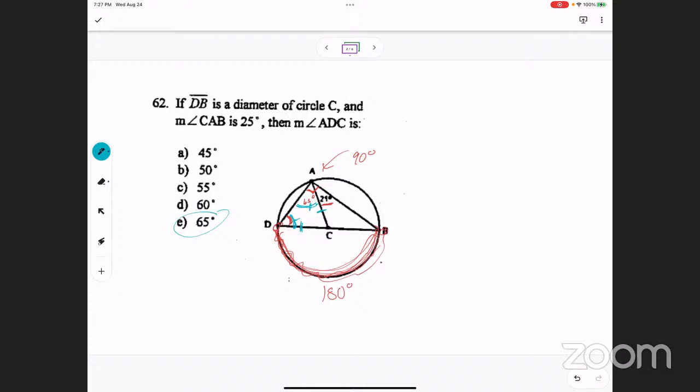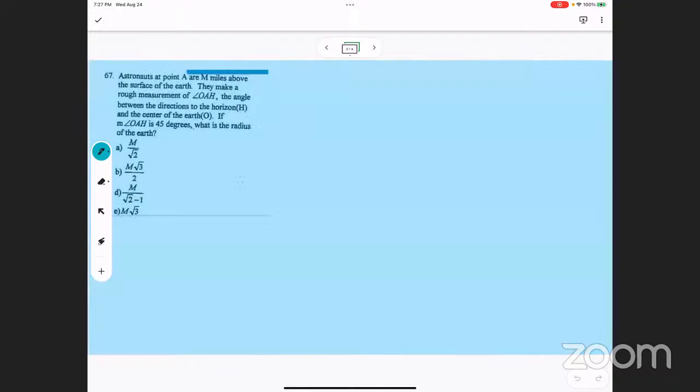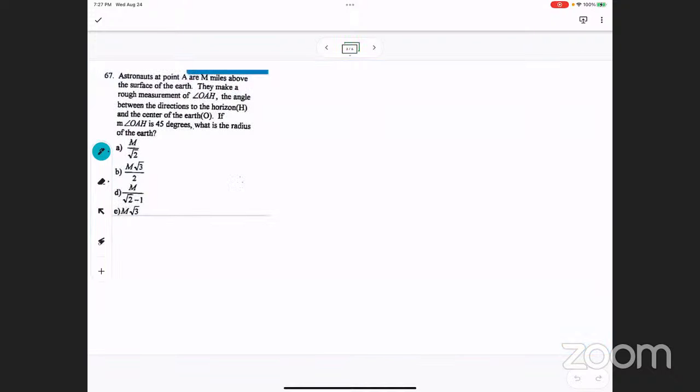Okay, so there were a couple different properties that we were using from geometry and algebra 2 trig. Lots of good review there for that one.